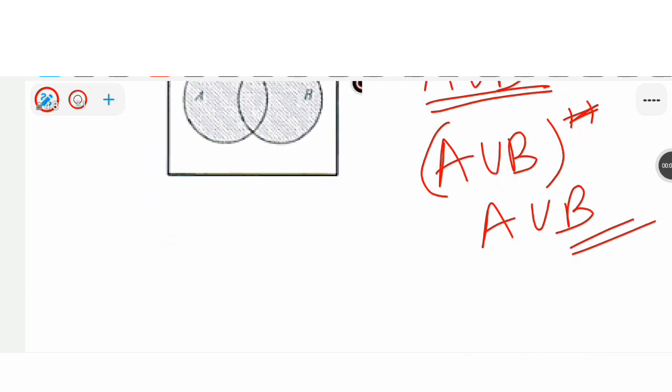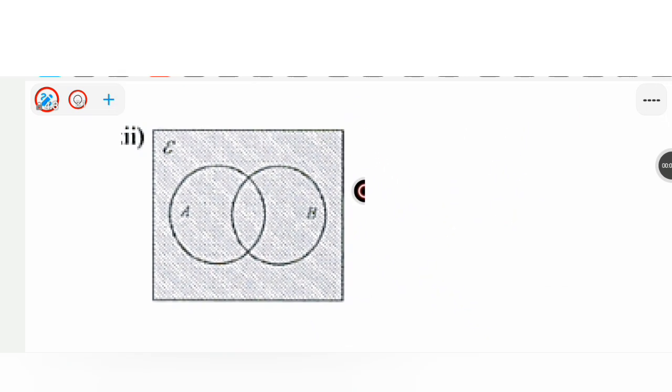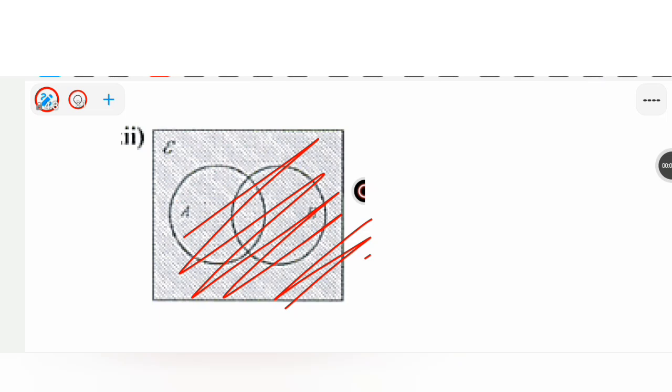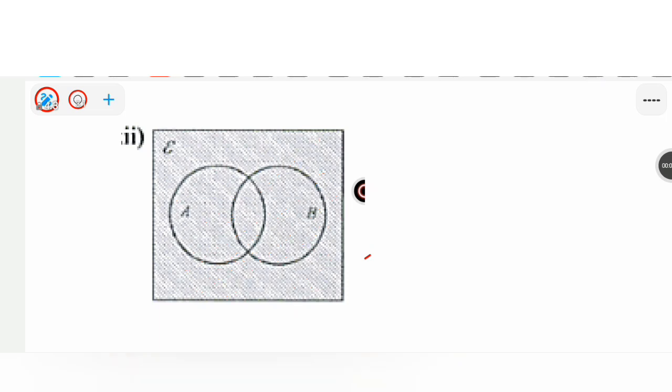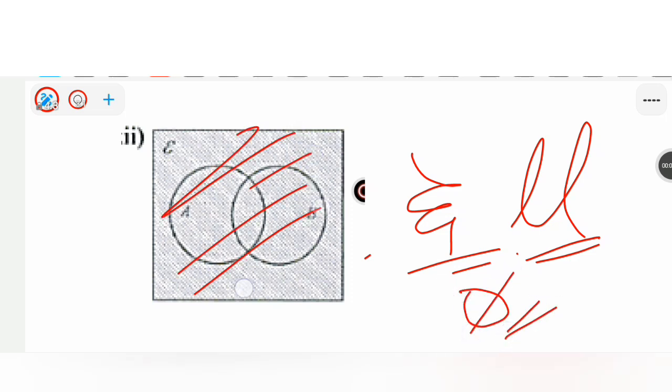So I hope you understand. Then for this next one, you can see that everything was shaded. They shaded everything. So that is universal set. That's how to represent this one, universal set. If nothing was shaded, that is empty set. If they don't shade anything there, that would be empty set. But if everything was shaded like this, then the answer will be universal set.